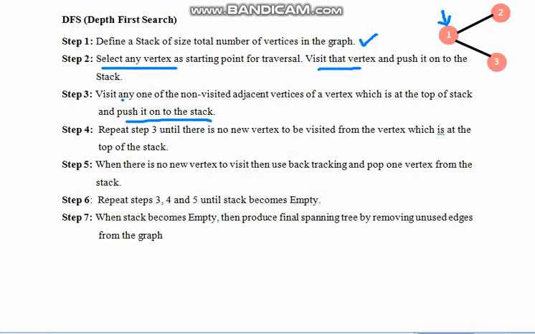And now repeat step 3 until there is no new vertex to be visited from the vertex at the top of the stack. Yes, this third point is very important. And when there is no new vertex to visit, then use backtracking. This is a new word which we use in DFS. Whenever you backtrack, you should pop the top element of the stack, and whenever you visit a new vertex, you should push it into the stack.